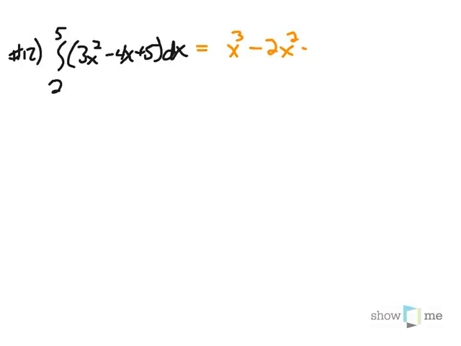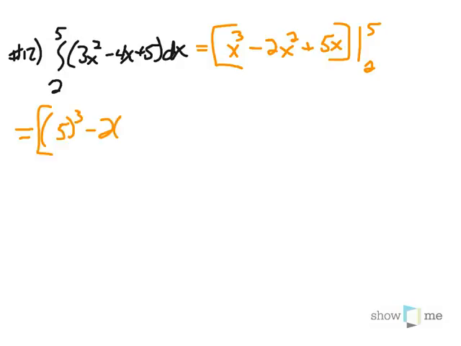And then this plus 5 is going to be a plus 5x. Add 1 to the exponent. 0 plus 1 is 1. Reciprocal of 1 is 5. So we get 5 times x. We're evaluating this from 2 to 5. Which means we're going to put 5 into the function. And we're going to subtract from that, putting 2 into the function.